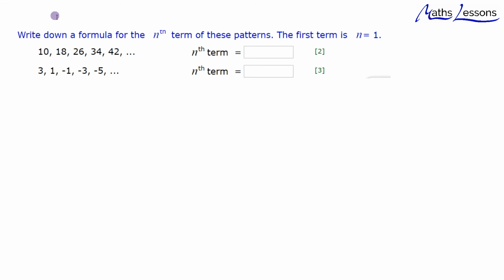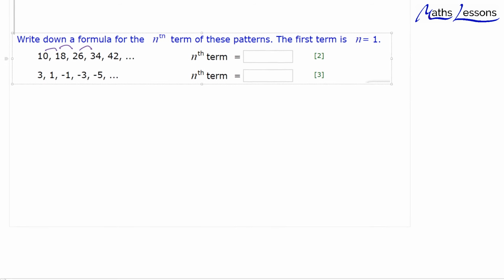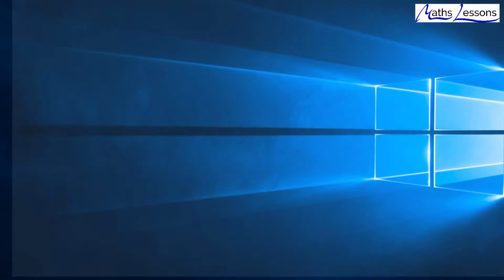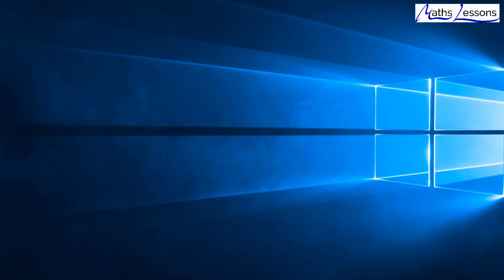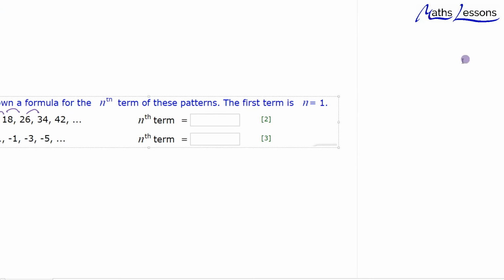Okay, so we see the first one is going up by 8 each time. And you think to yourself, what else goes up by 8 each time? It's not letting me write, so I'm just going to quickly close that down and restart the app.